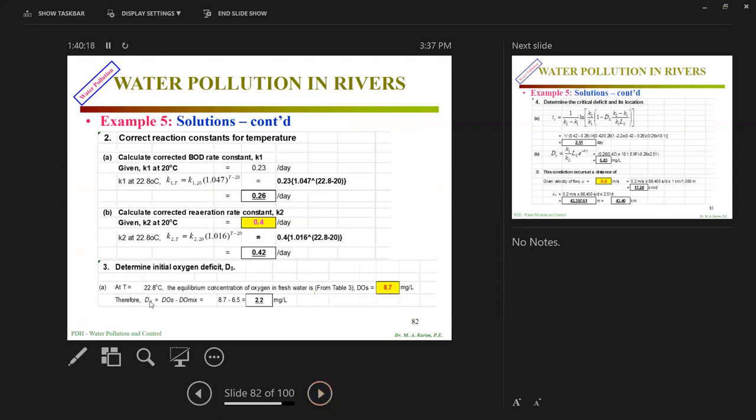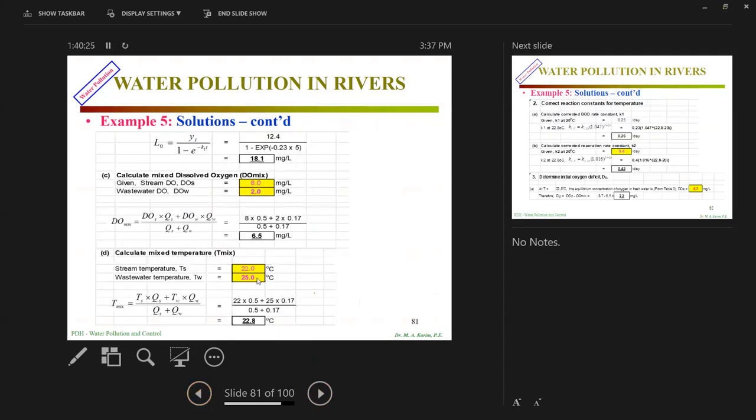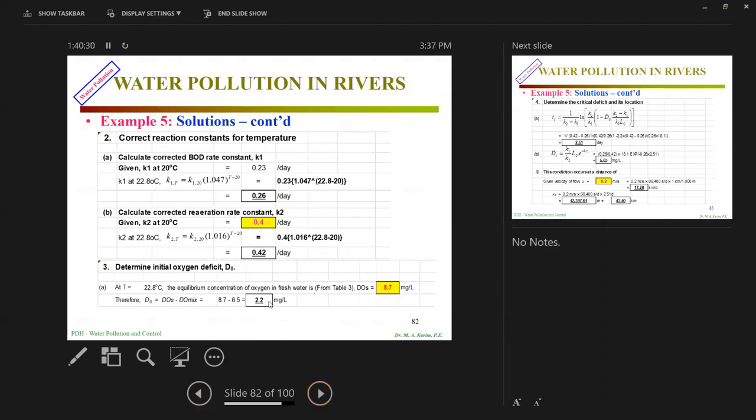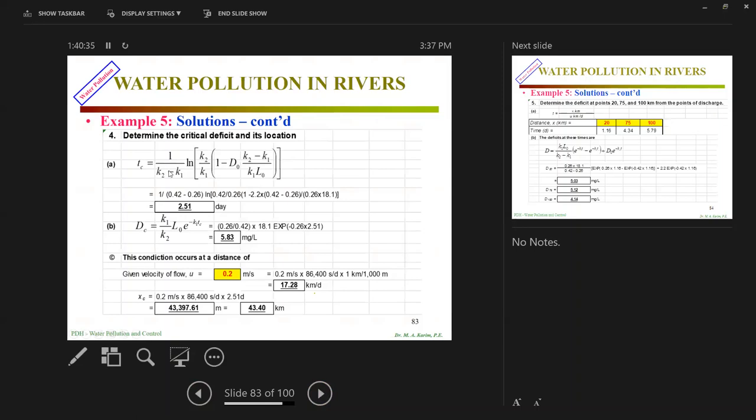My initial deficit would be saturation level minus mix. Saturation is 8.7, and for the mix, from the page before, DO mix was 6.5. If I subtract that, I get 2.2. In the next step, we'll find the TC value, my critical time: at what time would be the lowest available oxygen and highest deficit. If I use this equation, because K1 and K2 are not equal, I get 2.51 there. And if I calculate the DC using this equation, I get 5.83.